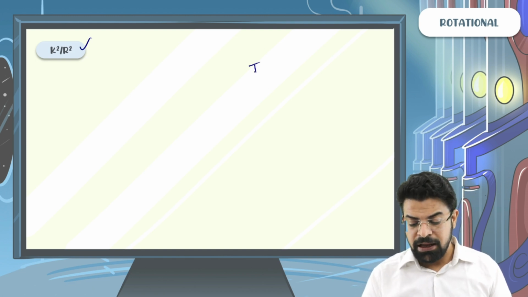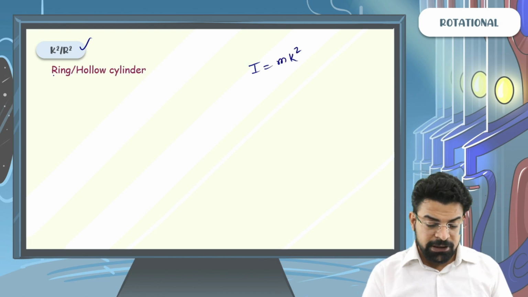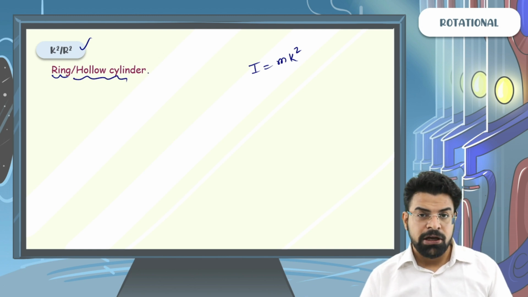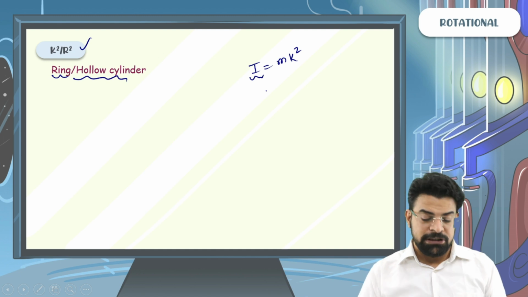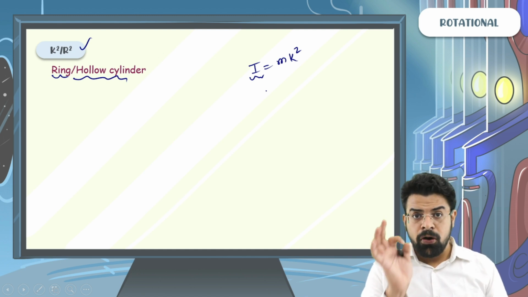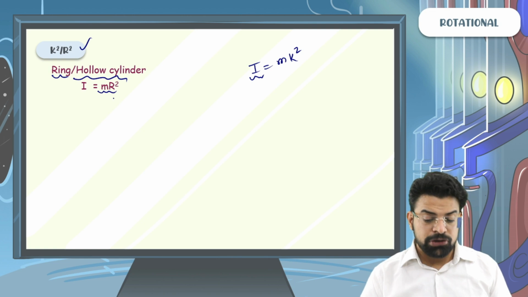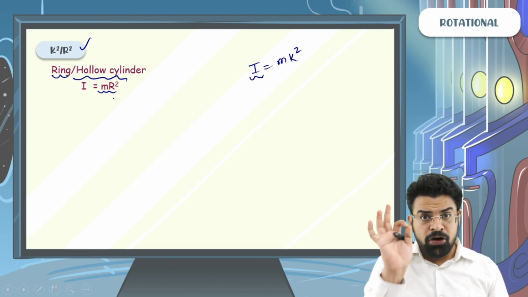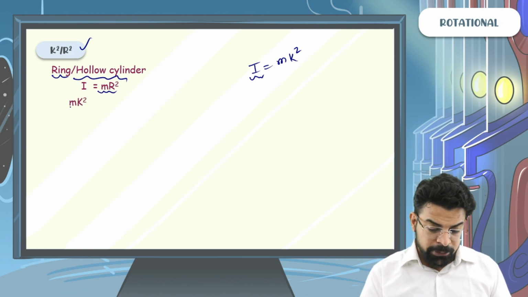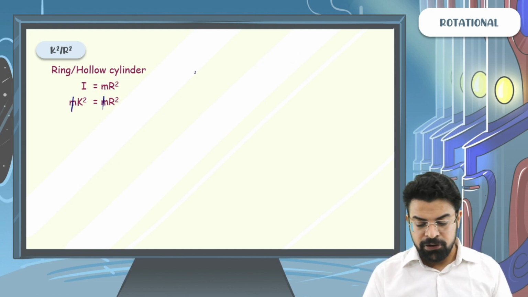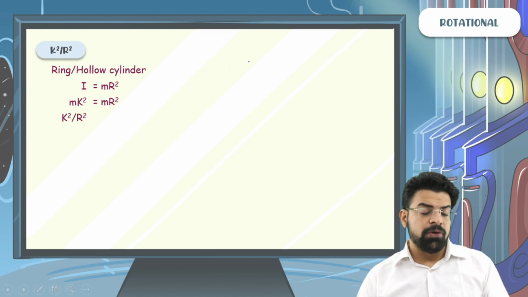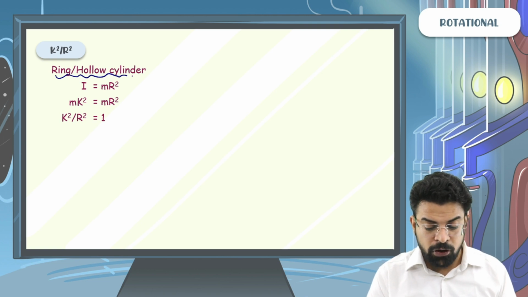We know that for any object I equals mk square. So if we first think of a ring or hollow cylinder, as both of them have moment of inertia mr square about their axis, I can write for ring or hollow cylinder I equals mr square. And we know that moment of inertia can also be written as mk square. So mk square equals mr square. From here you cancel out m and you get the value of k square by r square equals 1.